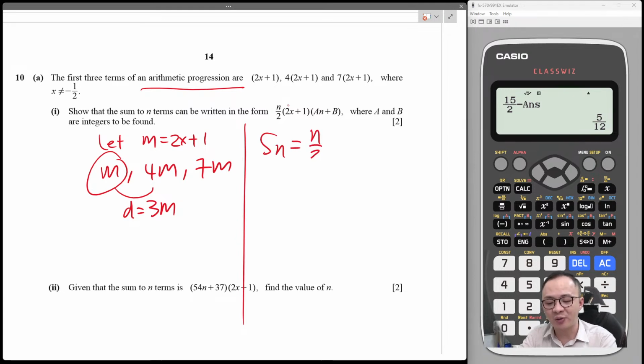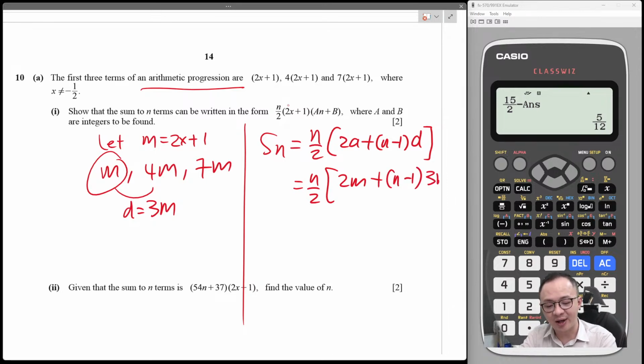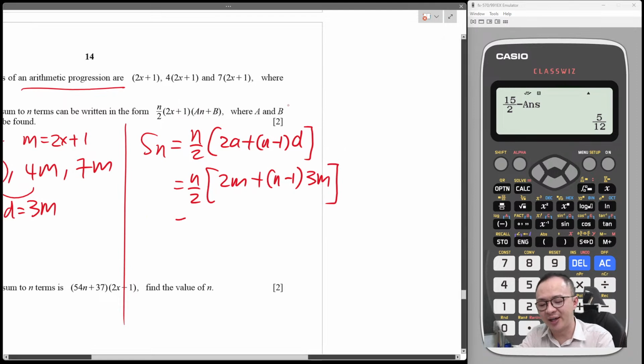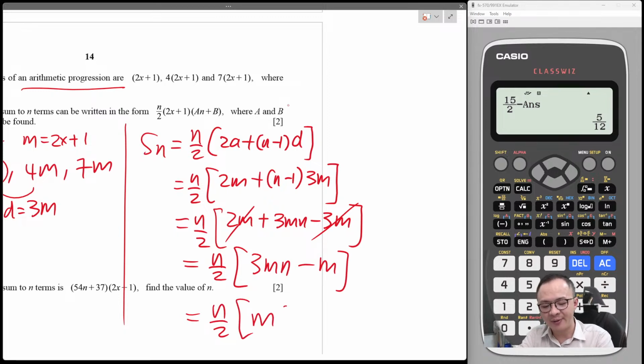Sn formula is n over 2, 2a plus n minus 1 d, right? So it is n over 2, 2a plus n minus 1, d is 3m. So I'm going to solve this thing to really get this 2 marks. It's so hard to get 2 marks, man. This is 2m plus 3mn minus 3m. So this one should be 3mn minus m. Then this one should be, take out the m, 3n minus 1.